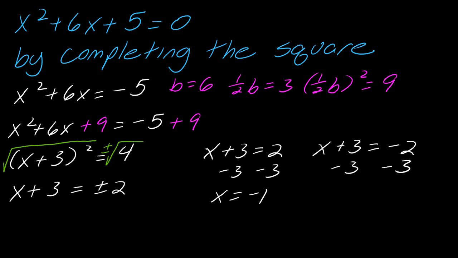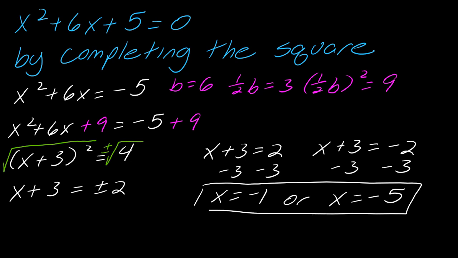Here I can subtract 3 from each side for this one, and I get x equals -5. And hey, that matches the answers that we found for factoring, right? So all of the answers should be the same. It's just a different way of getting there.